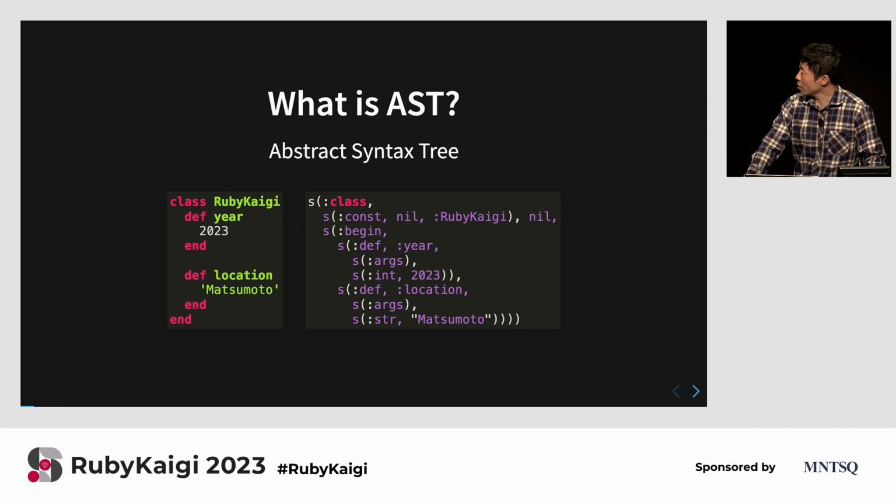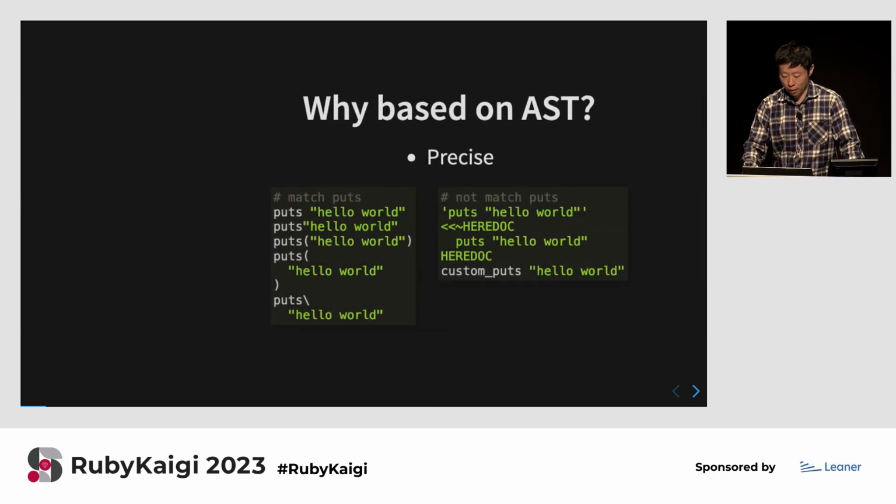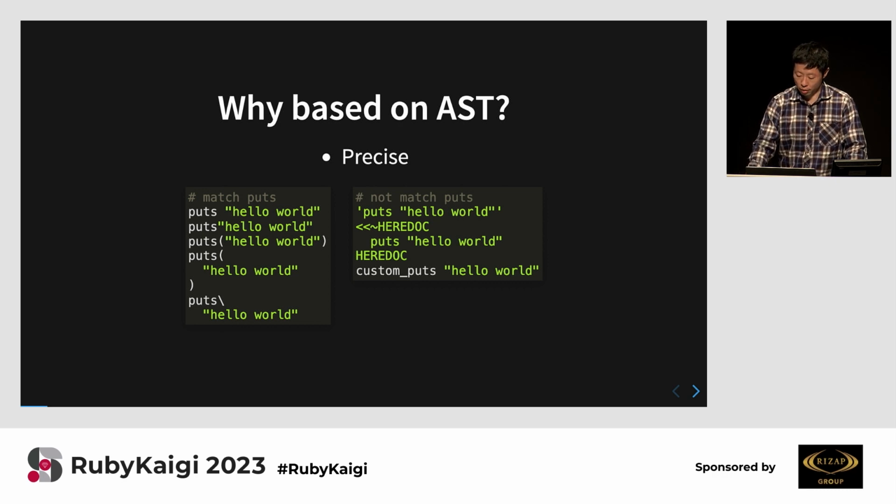For the instance method, the node type is def. The rest are method name, arguments, and the method body. So why do we use the AST? Find and replace code based on AST offers several benefits over the traditional text-based or regular expression-based find and replace methods. Because AST provides a structured representation of the code, it allows for more precise searching and replacement.